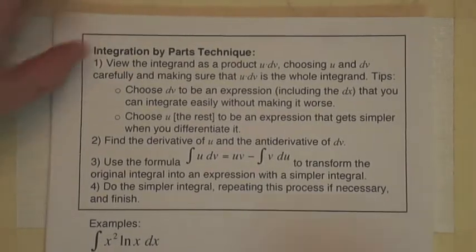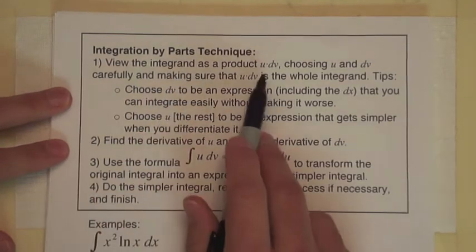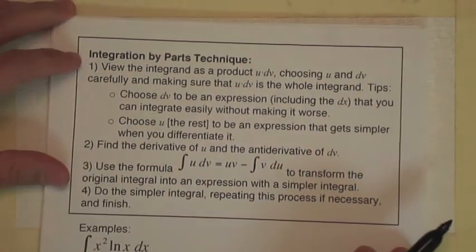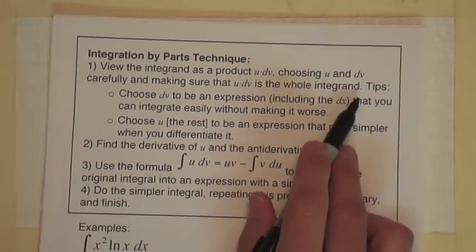I wrote on the next page of the notes exactly what we have done. So here's the technique. We viewed the integrand, x cosine x, as a product, choosing u and dv carefully, and making sure that u times dv is the whole integrand. So the key here is to choose the u and the dv carefully.